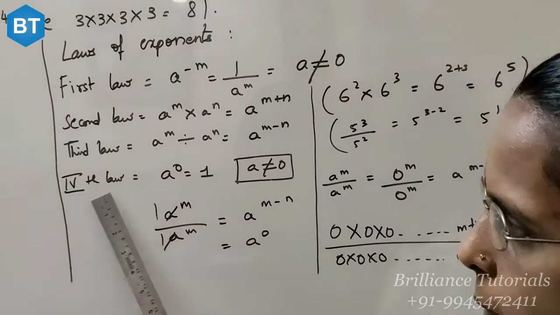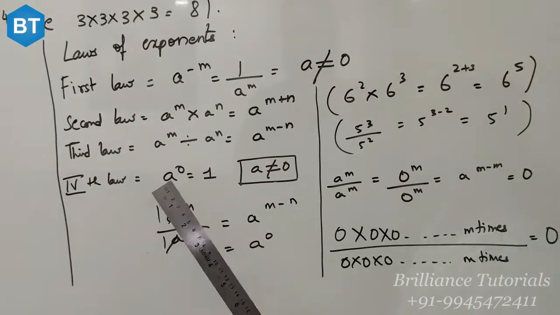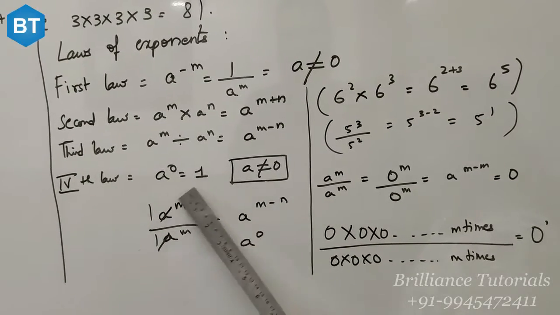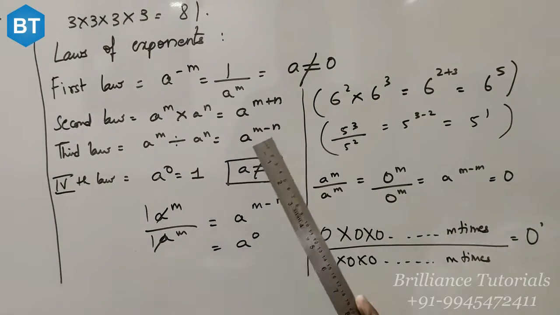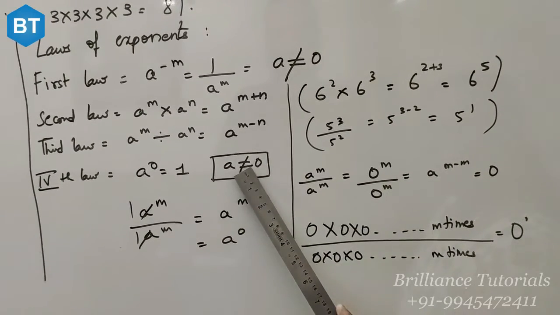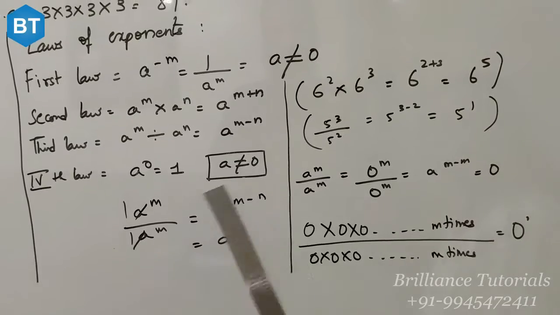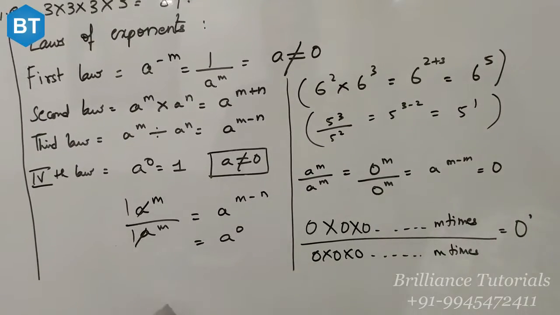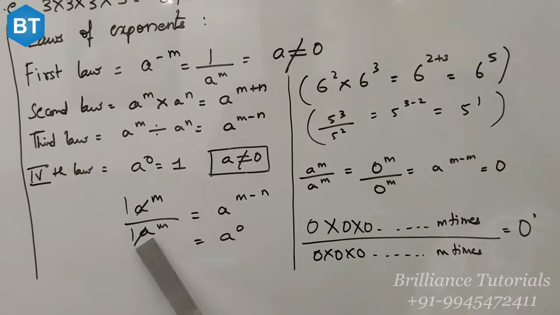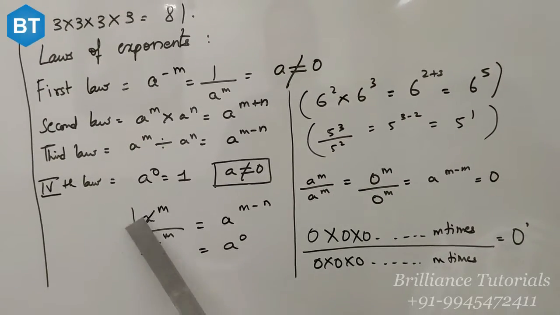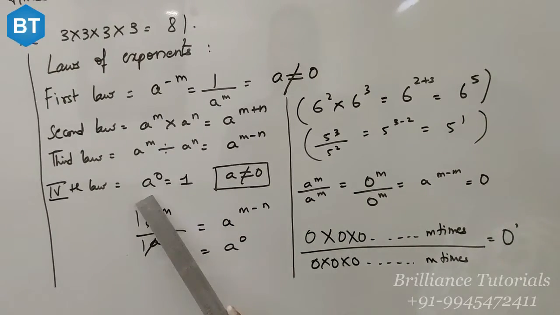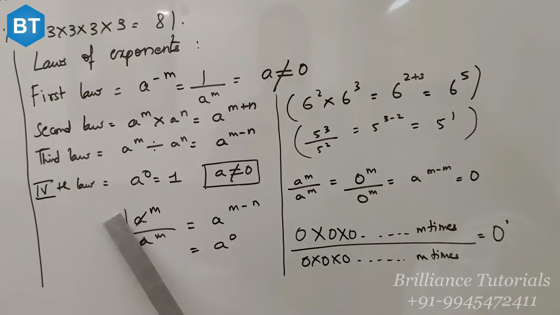And the last law, the fourth law: a to the power 0 is equal to 1. This is very important. a to the power 0 will be equal to 1, where a should not be equal to 0. Here I have given some examples so that you can easily understand. When we divide a to the power m by a to the power m, when we cancel, we get 1. So we are proving that a to the power 0 is equal to 1.